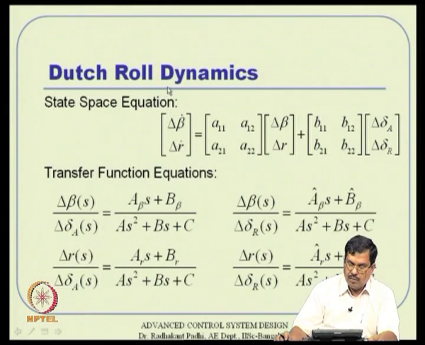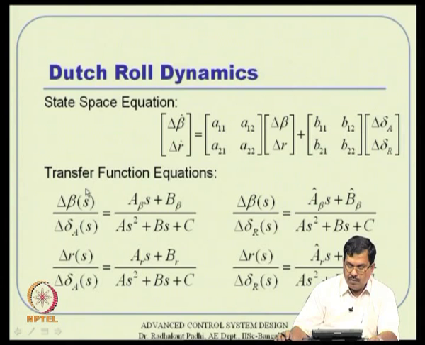So if you really want to capture the Dutch roll dynamics with this transfer function approach, this is how the state space equation takes the form. And remember, every input, in the sense both aileron as well as rudder, will have impact on both the variables. So if you want to visualize what is happening, then for each input to each output, you have to construct the corresponding transfer functions.